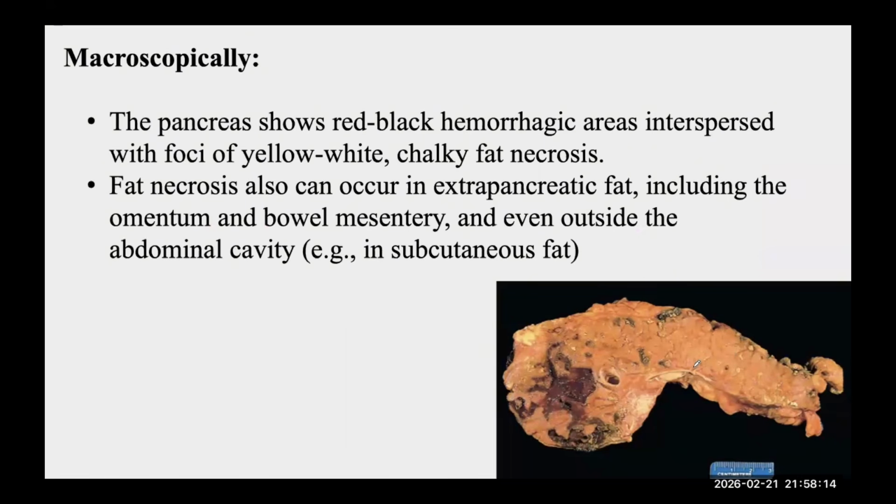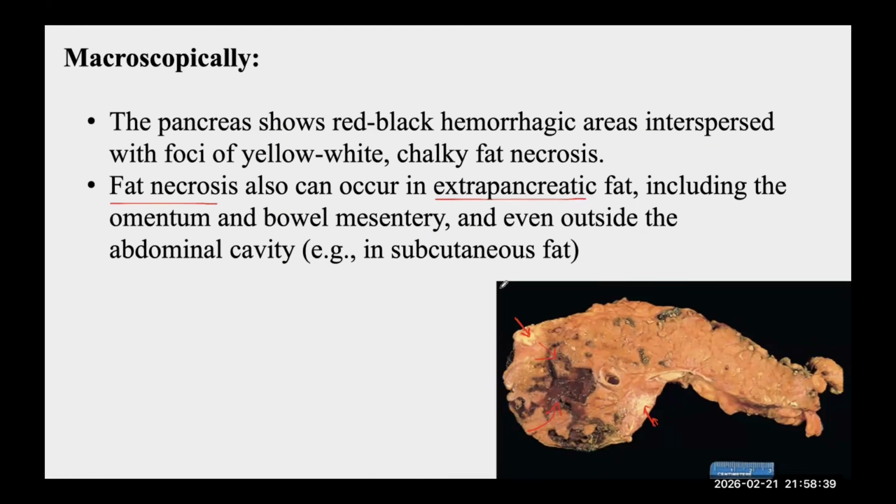Now, macroscopically, this is what the pancreas would look like. You're going to see areas of hemorrhage within the pancreas, along with a chalky white necrosis. This is the fat necrosis that we're discussing, and those are the areas of hemorrhage within the pancreas itself. Now, the fat necrosis can be very extensive, so that it involves fats even outside of the pancreas.